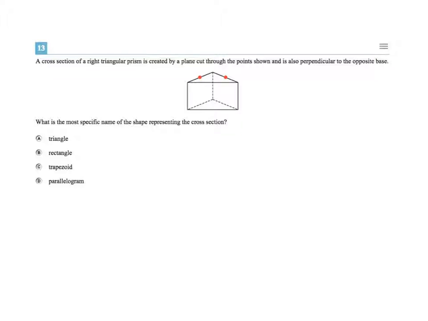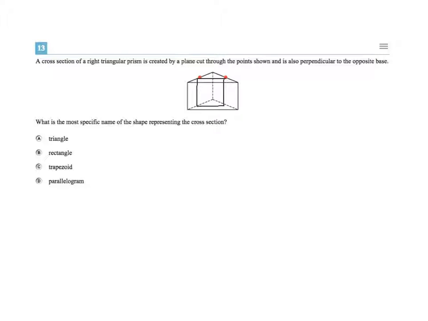Okay, here's kind of another volume one. The cross-section of the right triangular prism created by a plane cut through the points shown below and is also perpendicular to the opposite base. So if I have this prism, and I cut here, and I go straight down, and then I go straight over, and I make this plane.